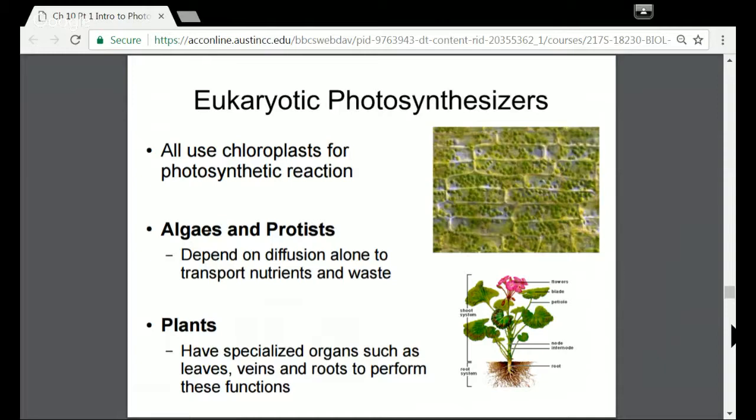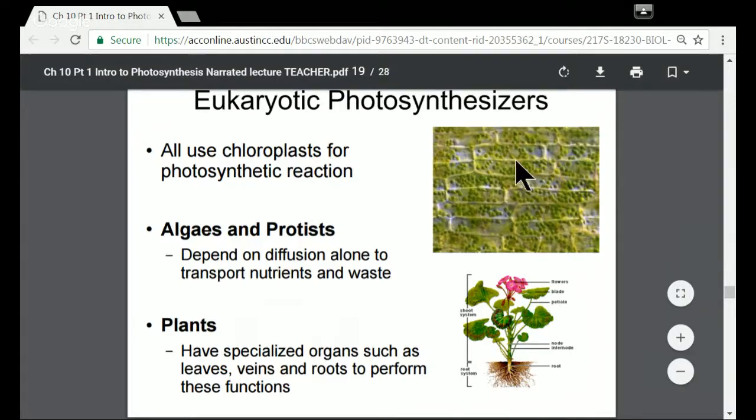All right, let's talk a little bit more about eukaryotic photosynthesizers, such as plants and algae and some of the protists. Now, all of these photosynthesizers are going to use chloroplasts. So if you look inside these cells, for instance, you'll see the little green dots. Those are the chloroplasts.